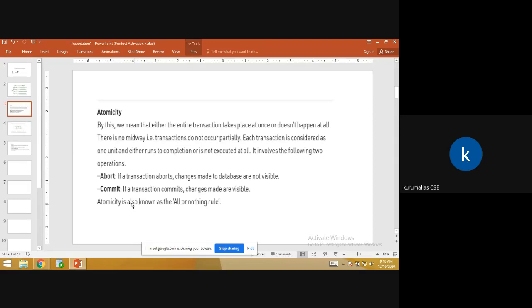Next, commit. If the transaction commits, changes made are visible. Okay, so the debited amount is credited, that is, everything is good. So we have to maintain the committed transaction. Atomicity is also called the all or nothing rule, right? Already I told you, the same rule is applicable here. If you transfer the amount from account A to account B, it should be done, otherwise it should not be done in the database, right?